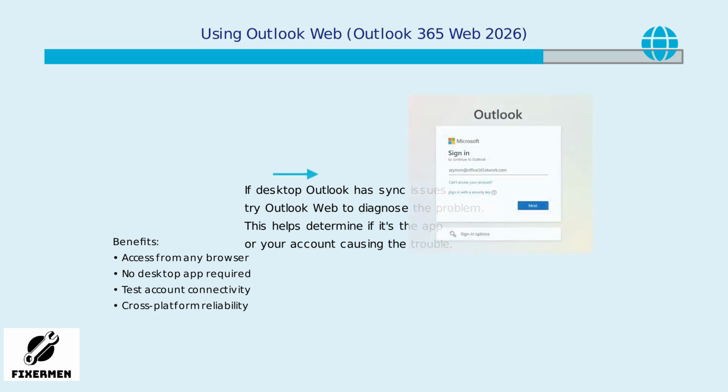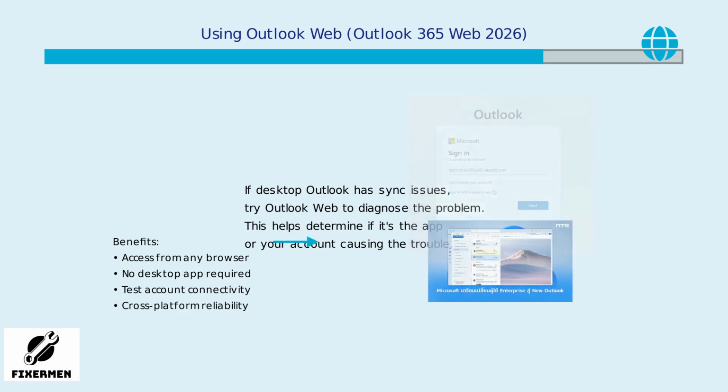To access Outlook Web, simply sign in through your browser. The sign-in screen allows you to enter your email address and authenticate securely. Once logged in, you'll see the familiar Outlook interface with your emails and folders. In the web interface, you can check if emails are updating properly.